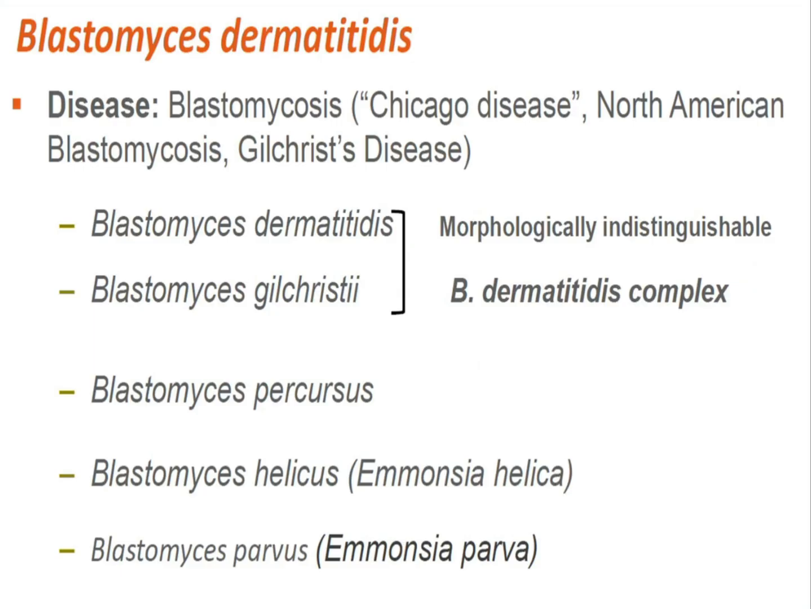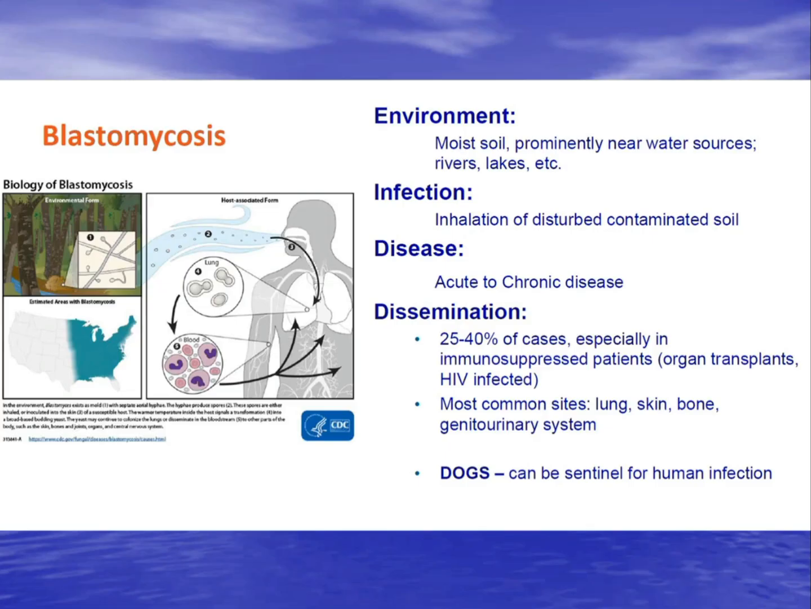Now here's the key. So blasto has many different species. Dermatitidis and Gilchristi are some of the most common. So depending on where you're at, maybe different species. And then they renamed some of the blasto in Africa, and they call it Emmonsia, but all it is, is a glorified blasto. So if you ever see Emmonsia from South Africa, think of it as in the blasto family. Next. And they are dimorphic, by the way.